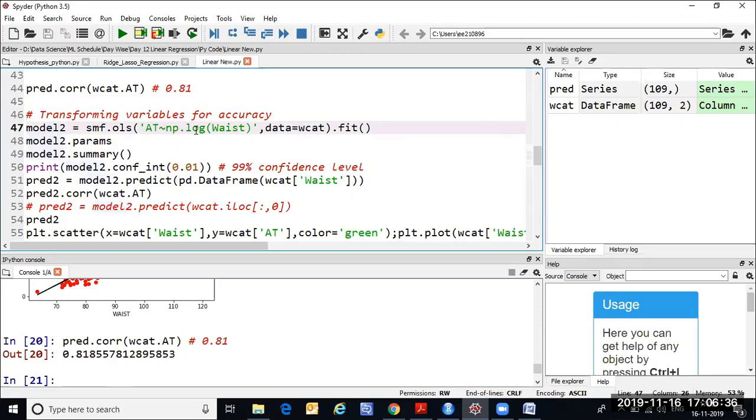Y tilde log of x. Before log, why am I using NP? What is NP here, friends? NP is nothing but numpy.